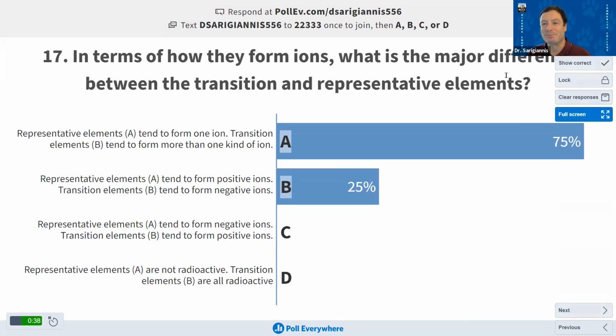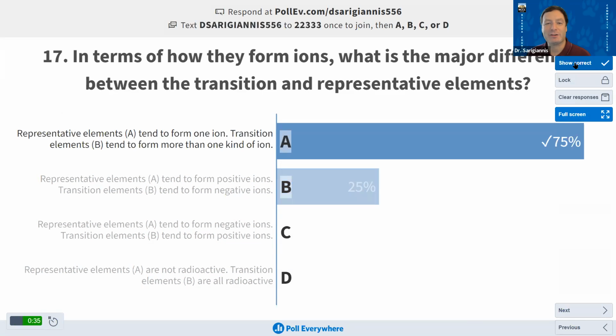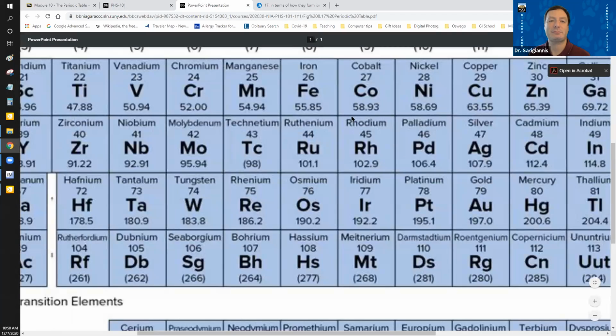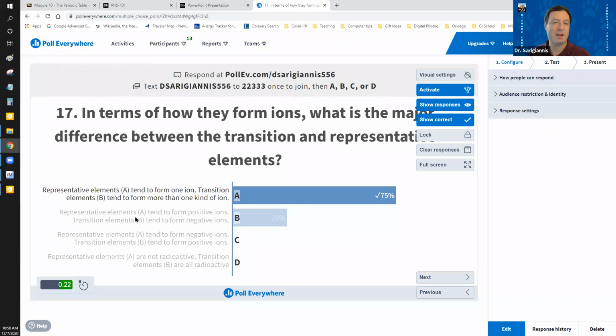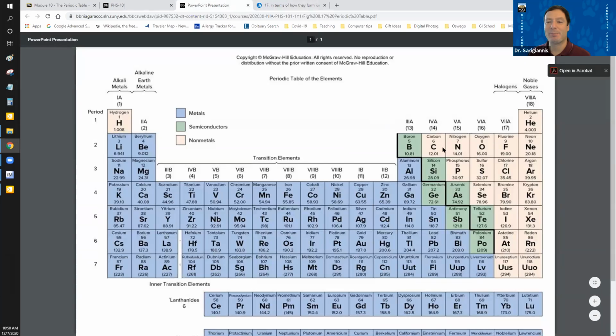Let's look at the table here. I'll show you the correct answer. Now, one of the choices was representative elements tend to form positive, transition tend to form negative, or negative and positive. Now, the representative elements are all the A groups, right? And they can form positive or negative ions, depending on the side of the table they're on. But they tend to form just one type of ion.